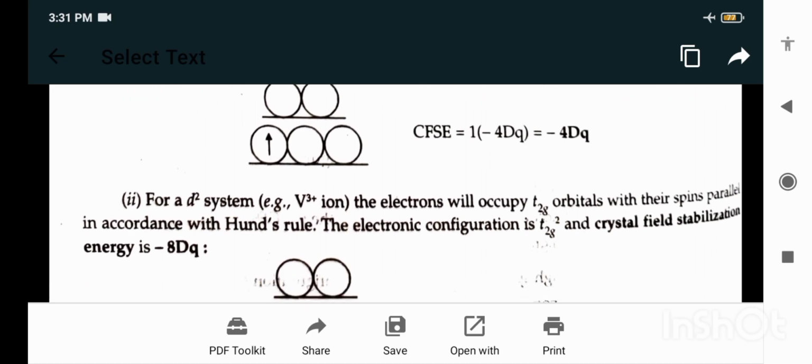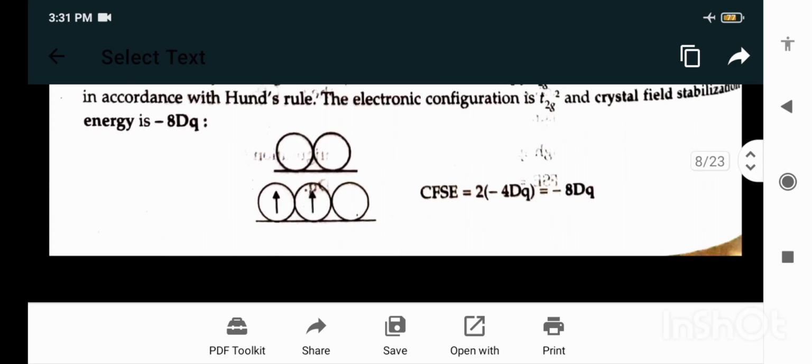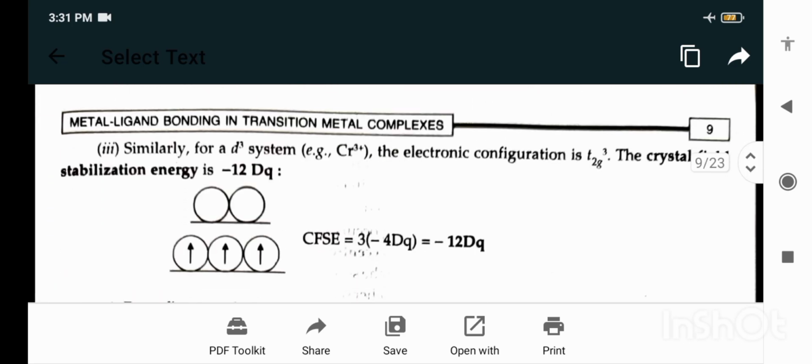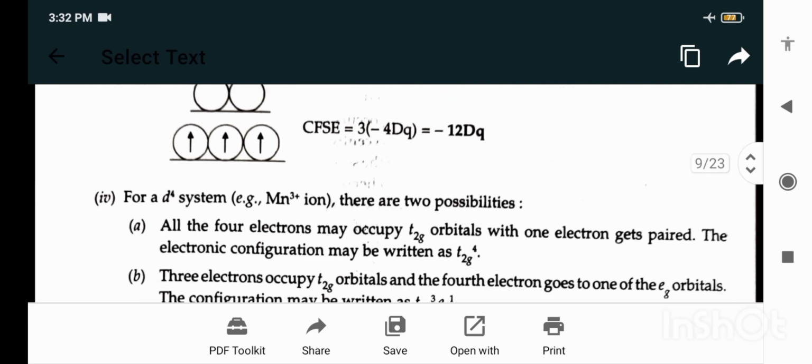For a d2 system, the electrons will occupy the t2g orbitals with their spins parallel, in accordance with Hund's rule. The electronic configuration is t2g2 and the crystal field stabilization energy is minus 8 Dq. Similarly, for a d3 system, the electronic configuration is t2g3. The crystal field stabilization energy is minus 12 Dq.